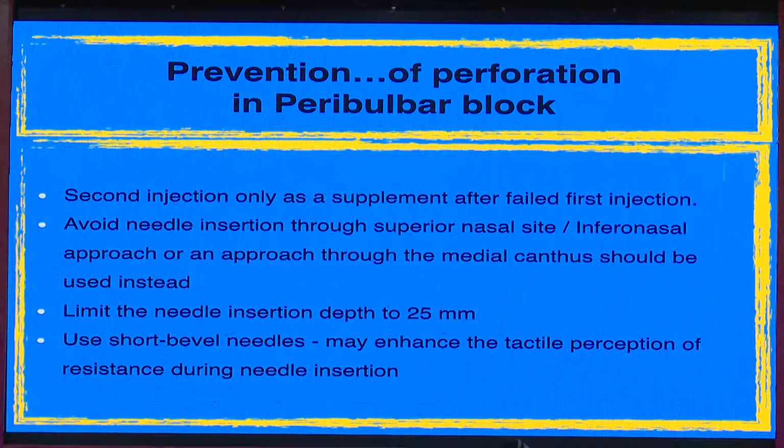So how to prevent these perforations from happening? Use single injections only. Use a second injection only as a supplement, after a failed first injection. Don't always try to give more injections. Avoid needle insertions through the supranasal site; an infranasal approach, or an approach next to the medial canthus, may be preferred. Limit the insertion to almost 25 millimeters, and you can use short beveled needles which give you good tactile sensation, so that even if there is a perforation, you'll know it much better.